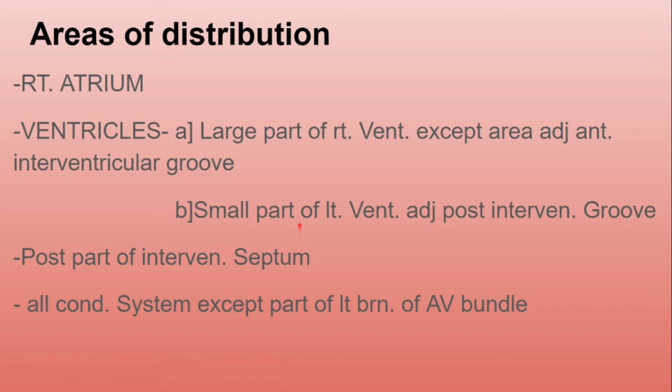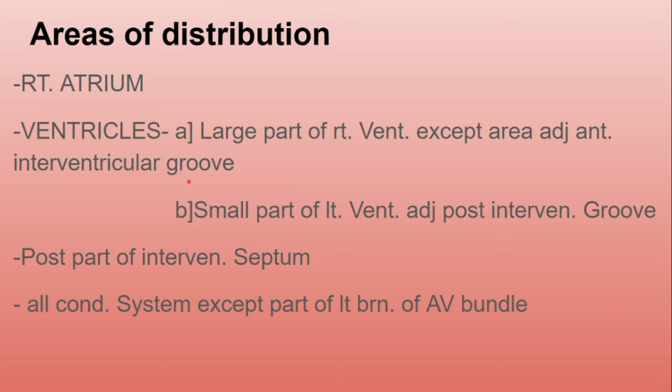Now the areas which are supplied by the right coronary artery are first of all, of course, the right atrium, because it is the right side. Now in the ventricle, first of all, it supplies the larger part of the right ventricle except the area that adjoins the anterior interventricular groove. That means the area over the anterior interventricular groove is not supplied by the right coronary artery.